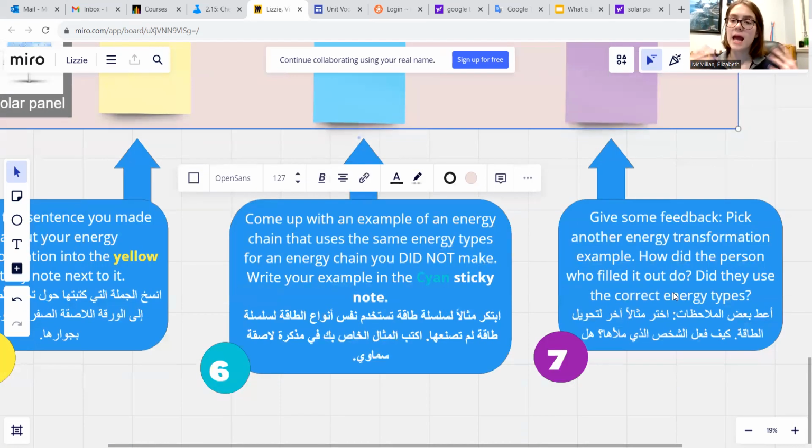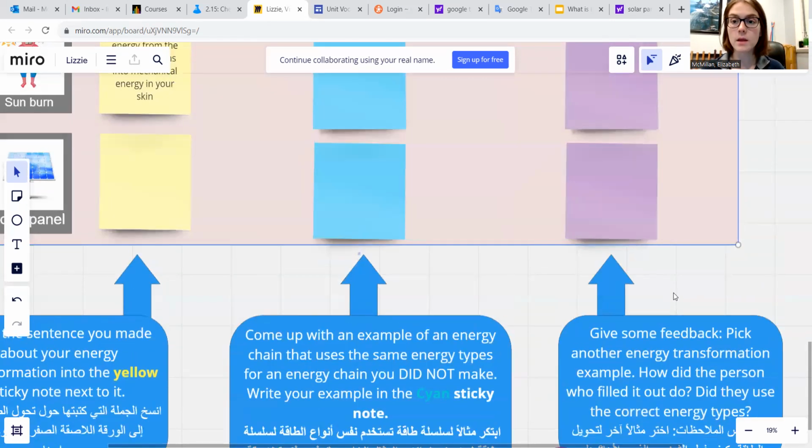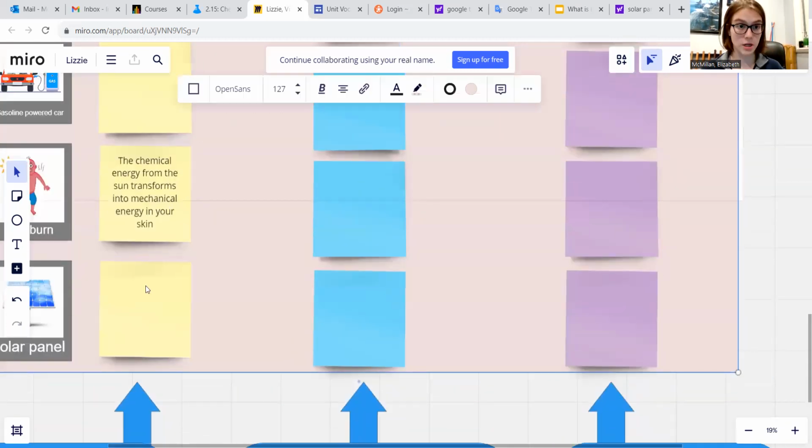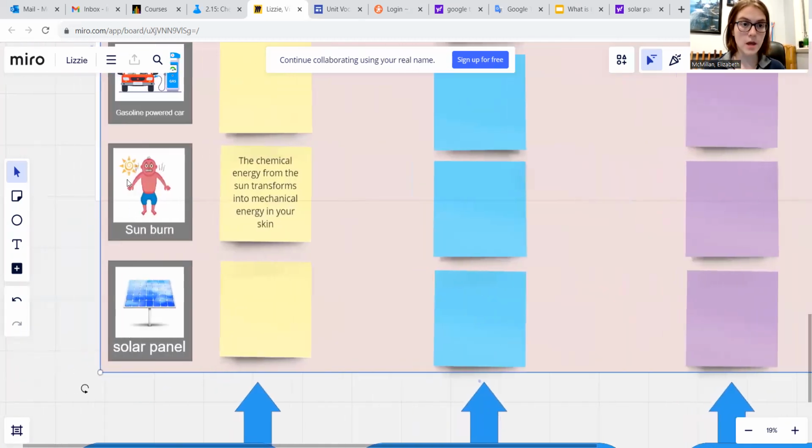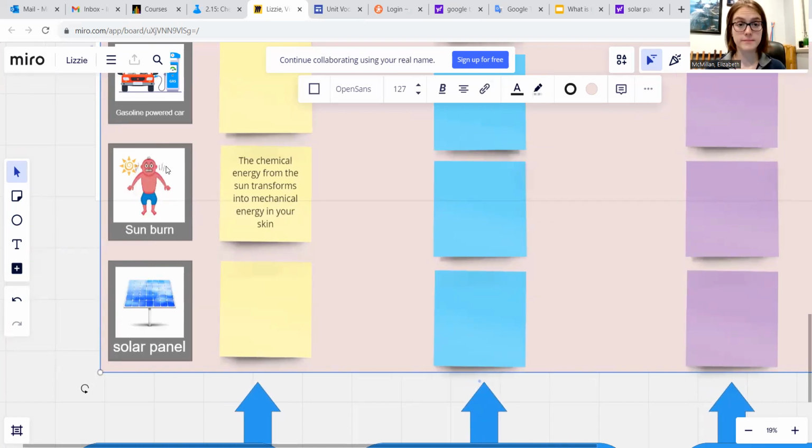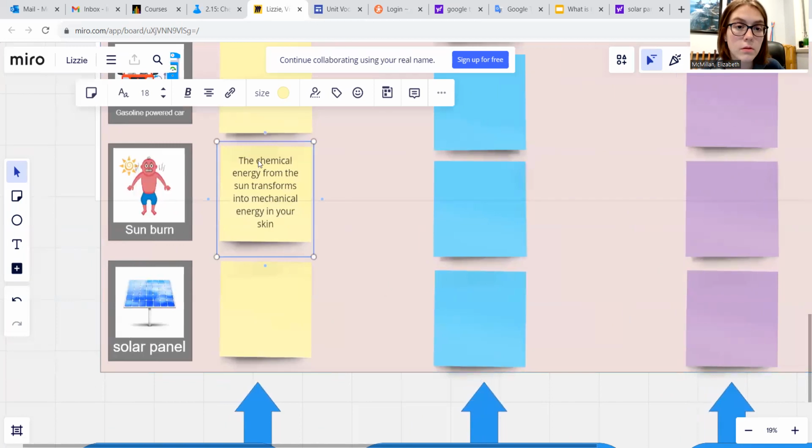We're going to ask, how did they do? Did they fill it out correctly? Did they use the right energy types? So we're going to go over this third example here. This third example is of a sunburn. The person wrote, the chemical energy from the sun transforms into mechanical energy in your skin.